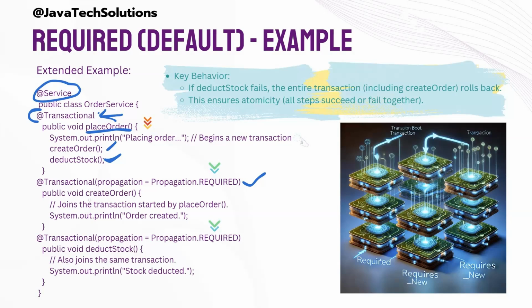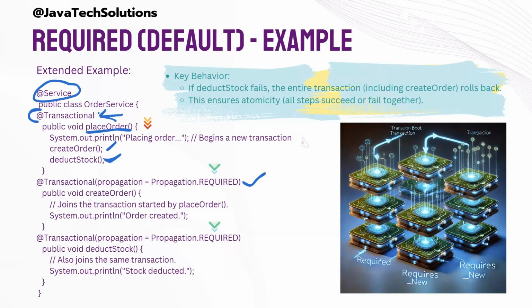Obviously, as there are some benefits, there are some limitations also. It is tightly coupled: all the methods using REQUIRED in the transaction are tightly coupled, and a failure in one affects all. Like suppose one method fails, then the other methods will also be affected. Then, there is less control: it's not suitable for use cases where we require separate transaction boundaries, where REQUIRES_NEW does the job. So there are some limitations.